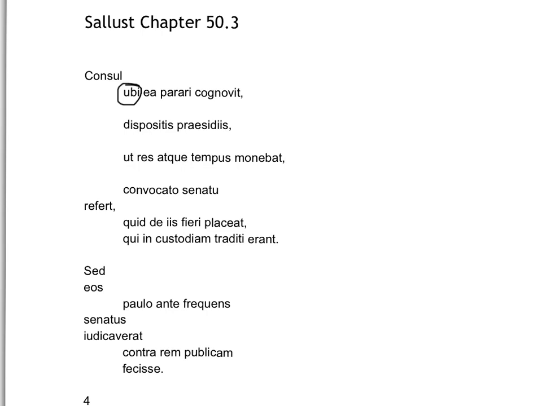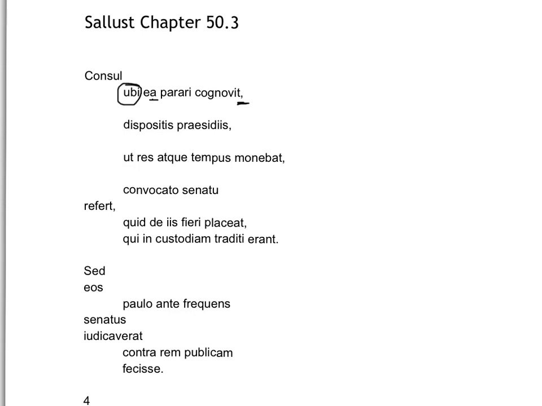Let's see. The consul, ubi ea parare cognovit. I'm sorry, ea parare cognovit. Ea could either be neuter, nominative, accusative, plural, or it could be feminine, but since we don't have any women running around here, there's no really good reason for ea to be feminine nominative, so I'm going to assume that it's neuter. Since it is neuter, notice that the verb ends in t, so it's singular, so ea cannot be the subject, so it must, by process of elimination, be neuter, accusative, plural, i.e. those things, so it's the direct object.